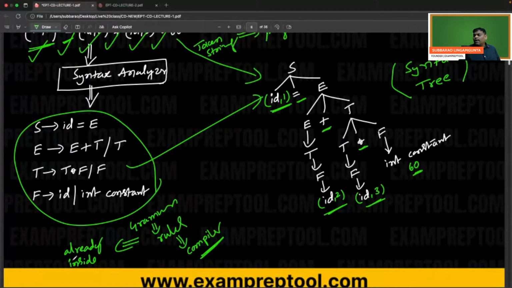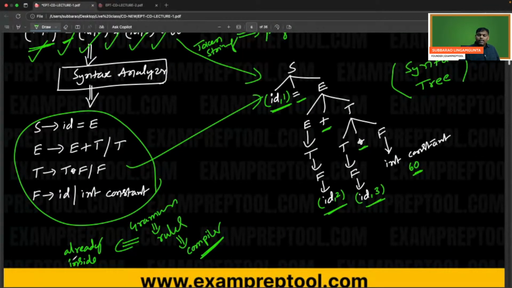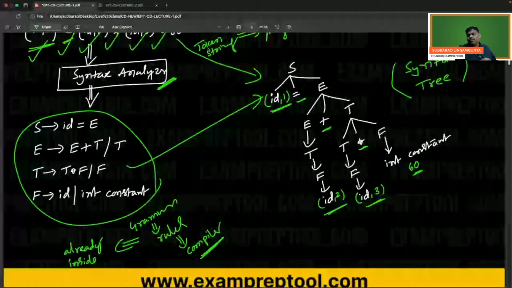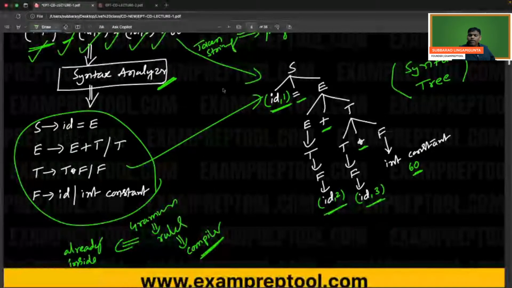Listen, a C program you cannot compile without a compiler. I'm repeating once again: C program you cannot compile without a C compiler. C compiler should be there, then only you can compile a C program. C compiler there means rules are there. Rules are there means grammar is there. So already you have a grammar. Grammar is inbuilt, so you need not give it. You have to give only the token string.